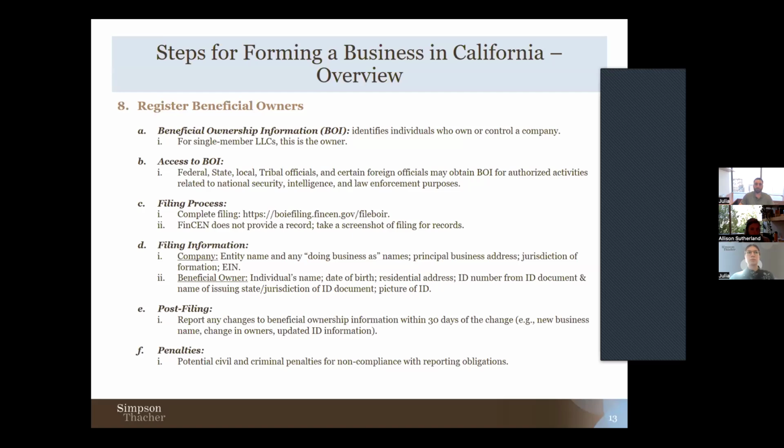The one thing to note is that once you make this filing, you're still responsible for updating it on an ongoing basis. And so you want to make sure to report any changes to that information that you previously provided within 30 days of the change occurring. So if you change the business address, or if the beneficial owner changes after you sell the company or parts of the company, you want to make sure to update the government on those updates.